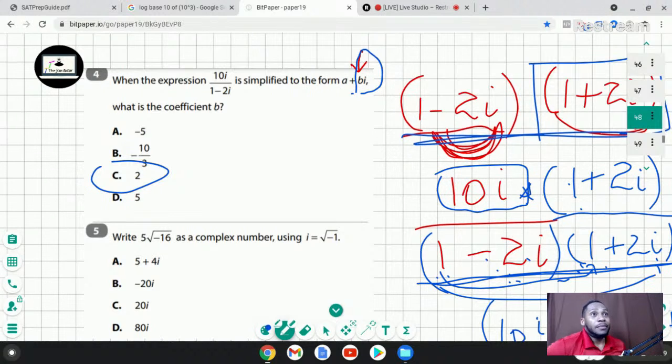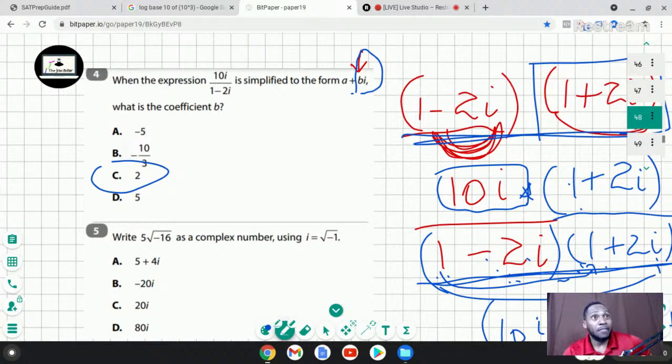And that's it. So here's how we did this. We had an expression, and they wanted us to find the value of B, the coefficient in front of the I. All we did is multiply this expression by its conjugate, which allows us to get rid of the I in the denominator.